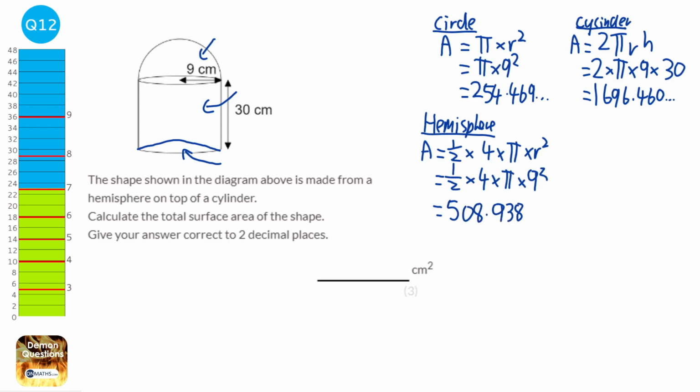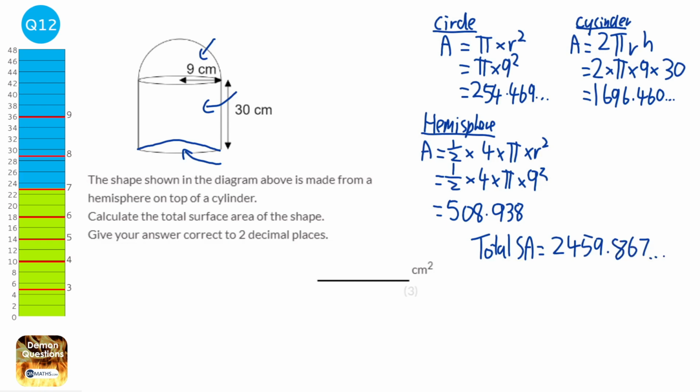508.938. And so the final thing is to work out the total area, so total surface area, and we're just going to add up all these numbers together. So we add up the 254.469, the 1696.460, and the 508.938, and we get 2459.867 and so on.